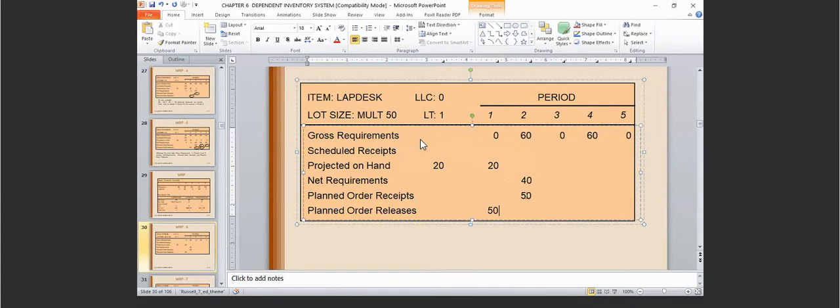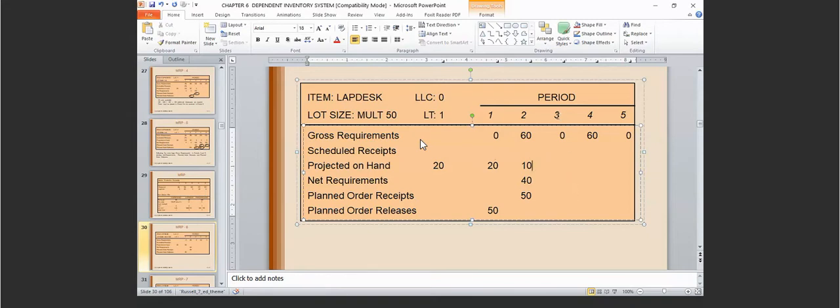we have an inventory level of 70 units, where the 50 units of planned order received plus the projected on-hand inventory at the end of period 1, 20 units, gives us 70 units. And the gross requirement is only 60 units. So we have a balance of inventory at the end of period 2 of 10 units.